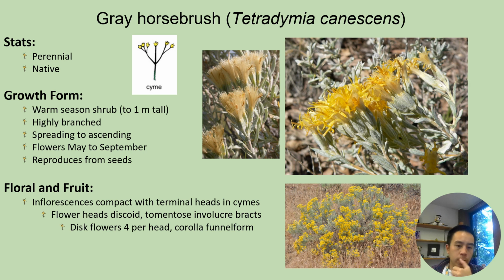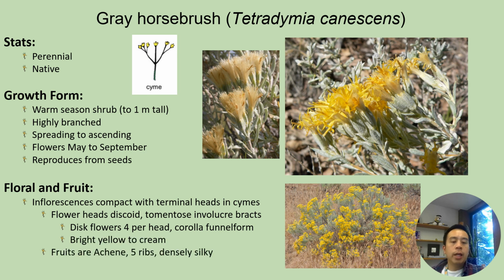The disc flowers, there are 4 disc flowers per head, and the corollas themselves are funnel formed. They are bright yellow to cream colored, and the fruits are also achene with 5 ribs, which have a densely silky feel to them. And it has pappus, which again are these kind of hairy or fluffy appendages, and they are white bristles that come up and basically disperse those seeds with wind or animals.